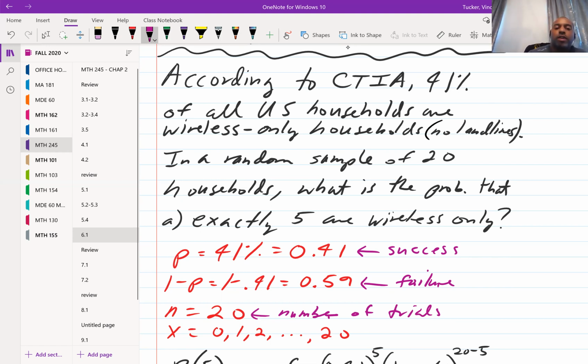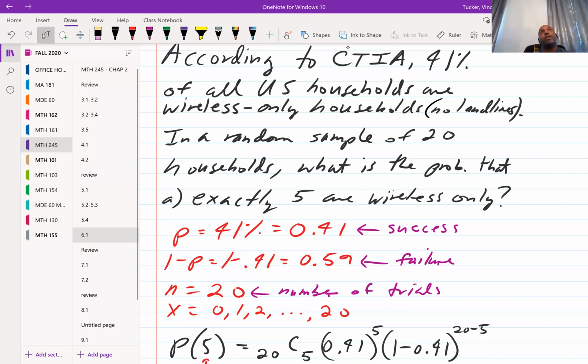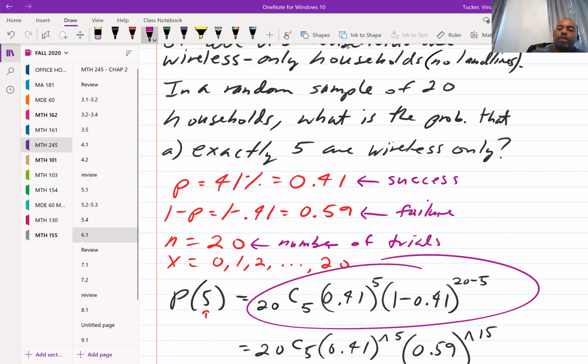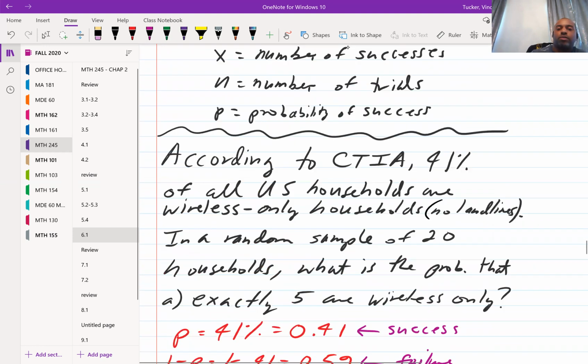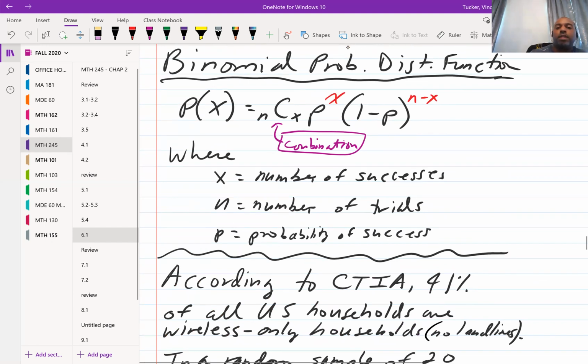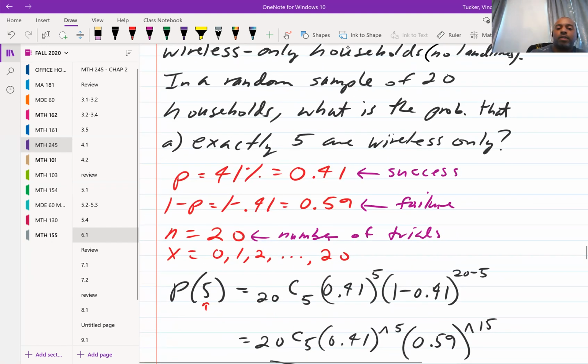All right. So now if I choose 20 households randomly, and I want to know out of those 20, what's the probability of exactly getting 5 that are wireless only? This is how I would do it. This is the formula right here. Remember, we're going back to this setup, and we established what N, X, and P are. And that's what we did right here.